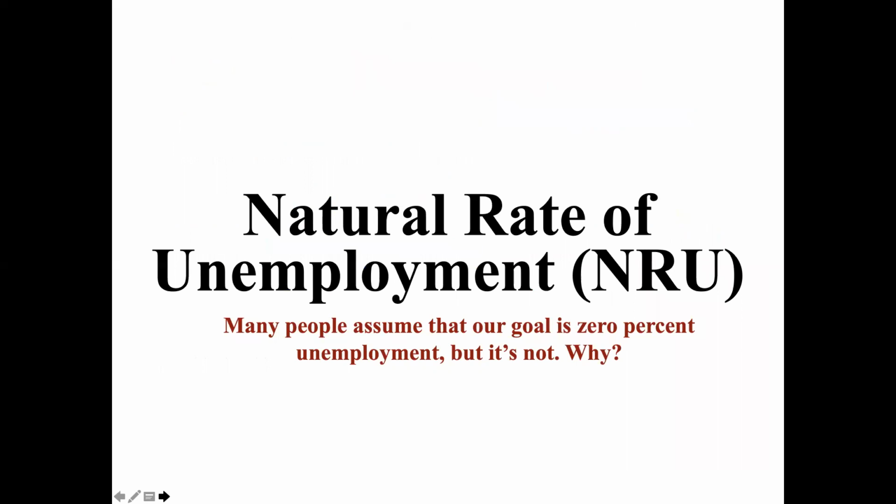And this leads us to the idea of the natural rate of unemployment. Many people out there assume that our goal would be to have an unemployment rate of 0, but that's not actually our goal. Now, what I want you to think about is why might that be the case? Of the three types we've gone over, which two are we okay with having some of, and actually represent a healthy economy?